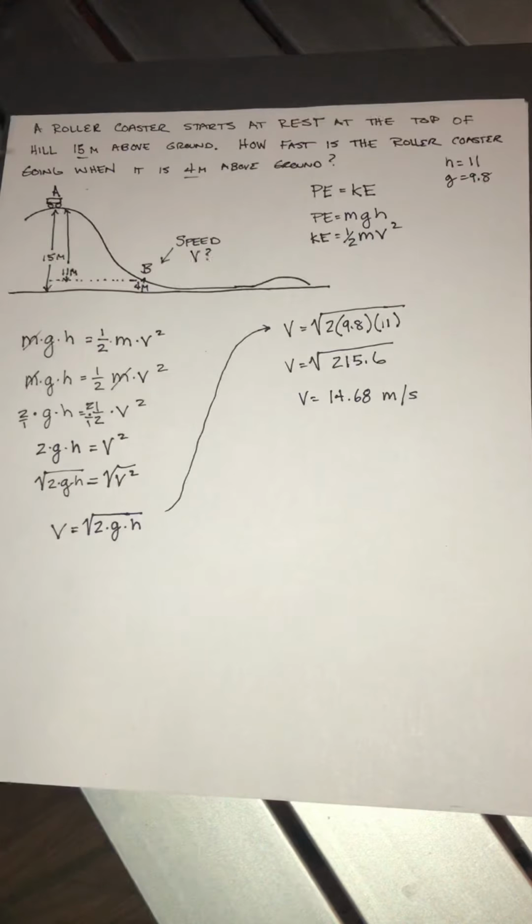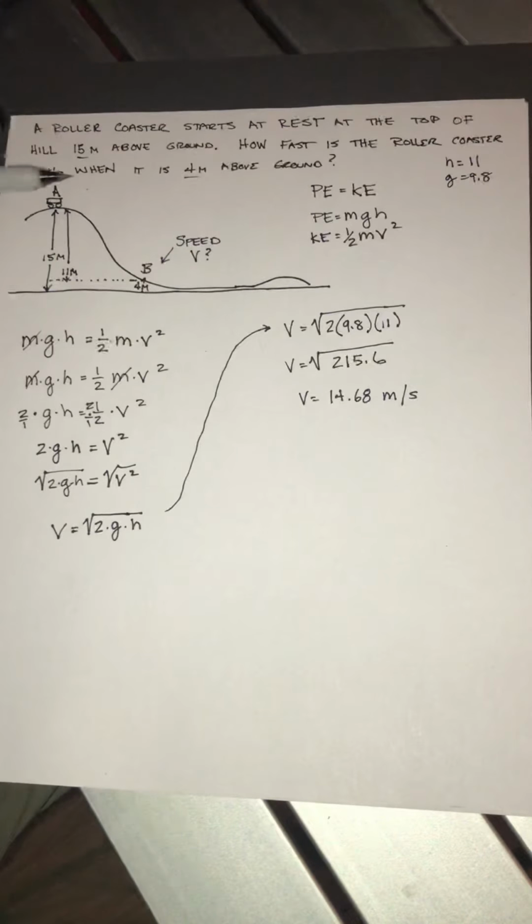I drew a little illustration here showing you the roller coaster at the top of the hill at 15 meters up. That's point A. And then the roller coaster at point B, which is 4 meters above ground. So a couple things we want to figure out. One is, what is the height that we're dealing with? The net height obviously is 15 minus 4 or 11. And you can see how I've got that illustrated here. So we're really dealing with an elevation loss of 11 meters.